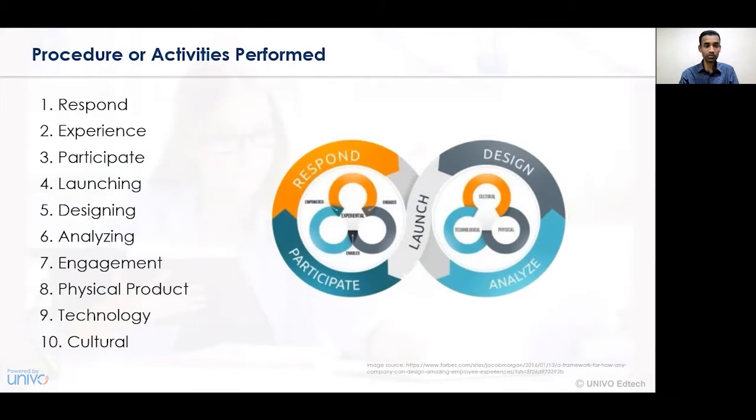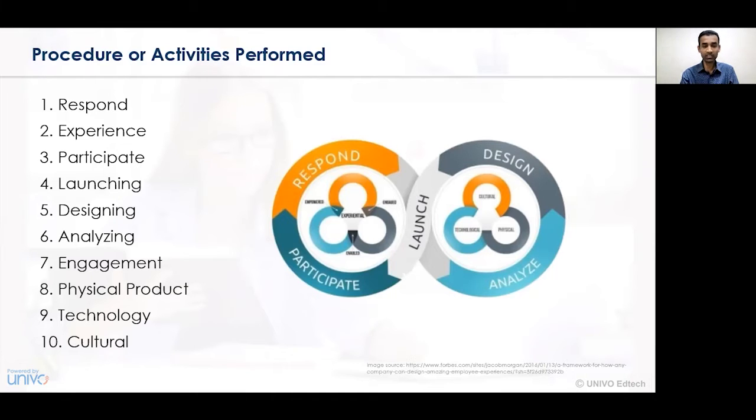Now let's understand the procedure or activities that are performed during operations planning and control. The various activities undertaken are: respond, experience, participate, launching, designing, analyzing, engagement, physical product, technology, and lastly, the cultural. Now first, let's see what we mean by respond.